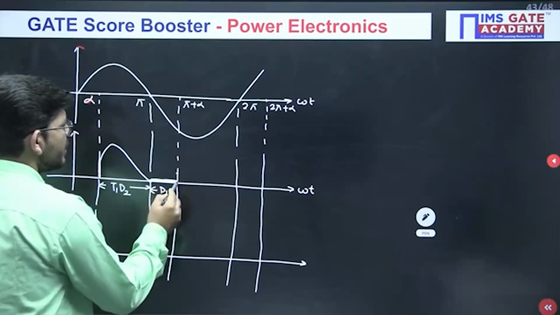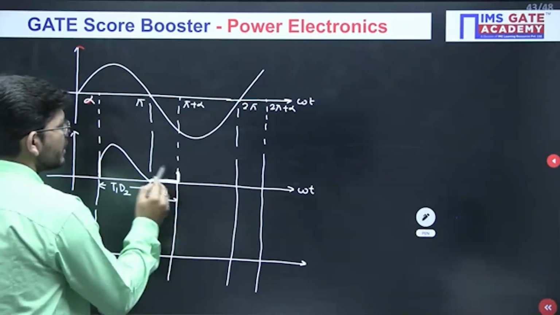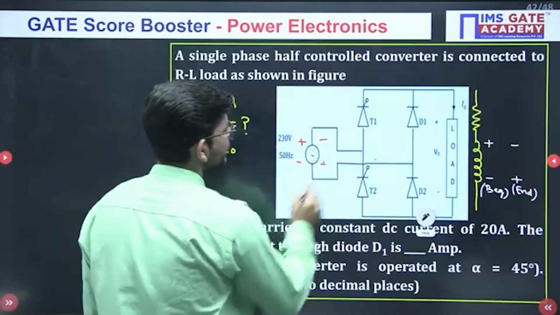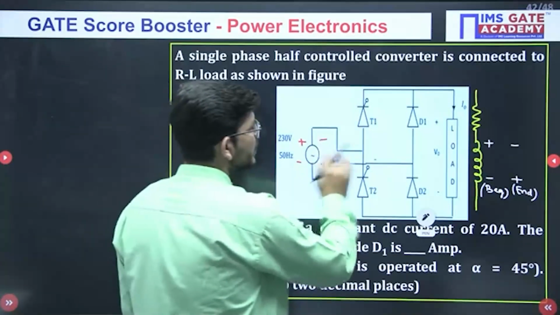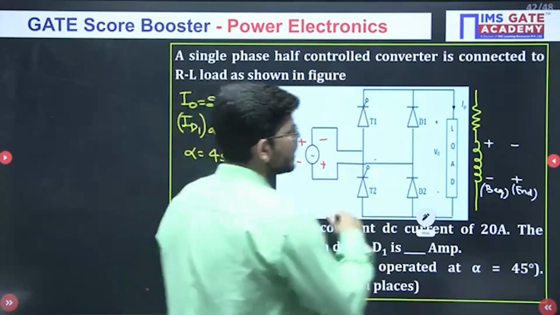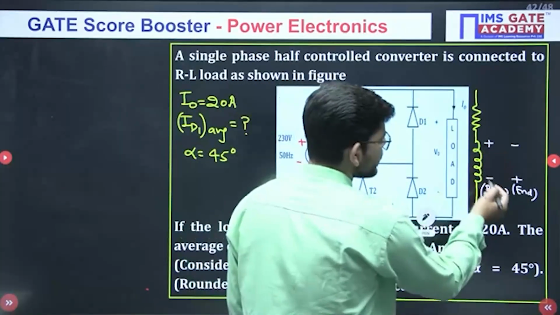Now we are at pi plus alpha, the negative cycle is going on. During the negative cycle, with this polarity, D1 and T2 will be forward biased, and they will again be storing the energy across the inductor with this polarity.